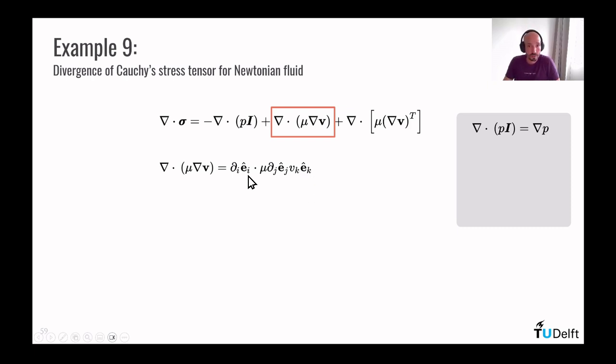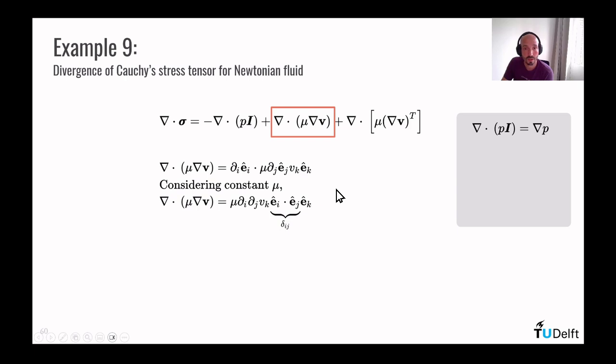This is the nabla operator in dot product. Nabla operator again with different indices. Here we used i, now we have to use a different one, so j. And v_k e hat k is the vector v, right? Now suppose mu is constant, we can take it out of the derivative, so it goes to the left. We have a contraction between e hat i and e hat j, which means i equals j, and we are left with this expression here.